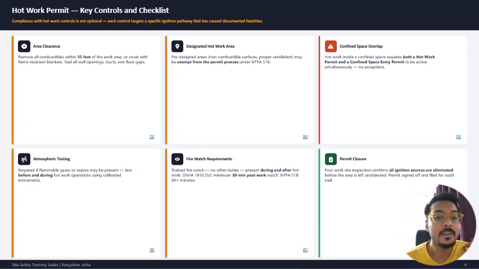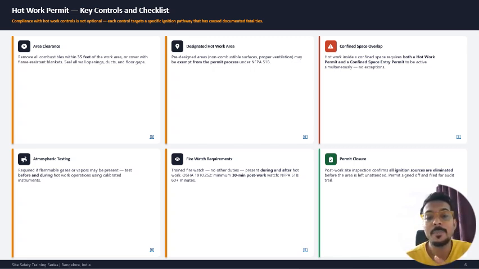Atmospheric testing: before and during the hot work operations, a flammable gas and vapor test is required using calibrated instruments. We also require fire watchers. That is the most important, and someone should be there with no other duties. Train the fire watchers. They are supposed to be present during and after the hot work, not only during but after.